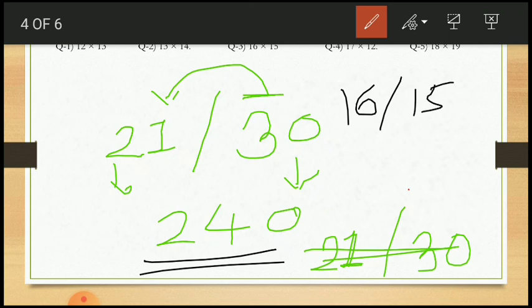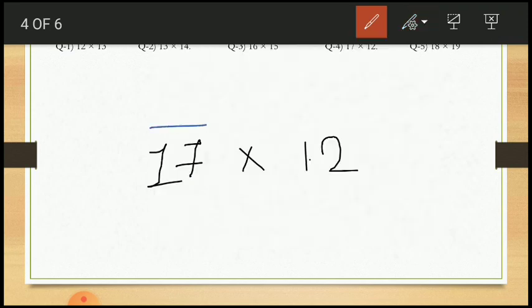Okay, now let's solve question number 4. 17 and 12. Okay, simply I write 17 and 12 in big digits. Now simply you have to add this 17 to the next unit place. Okay, when you add this 17 to the next unit place, your answer comes 19.